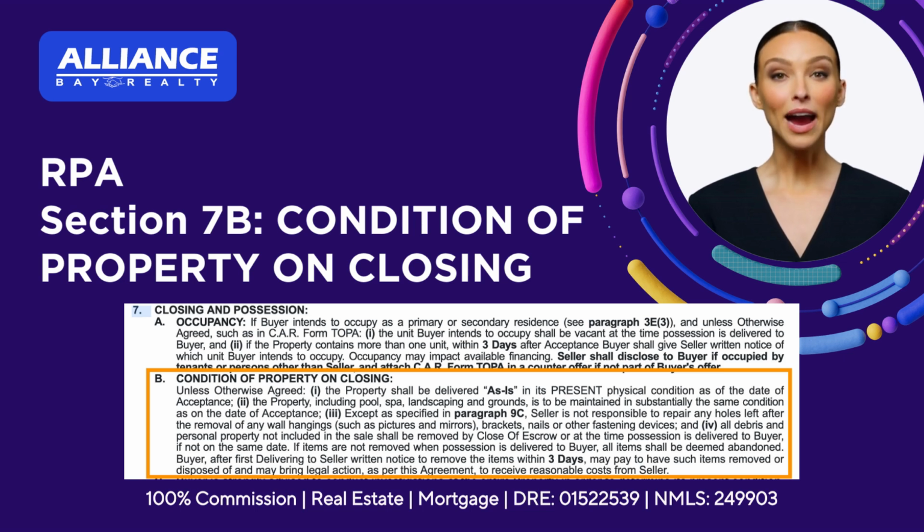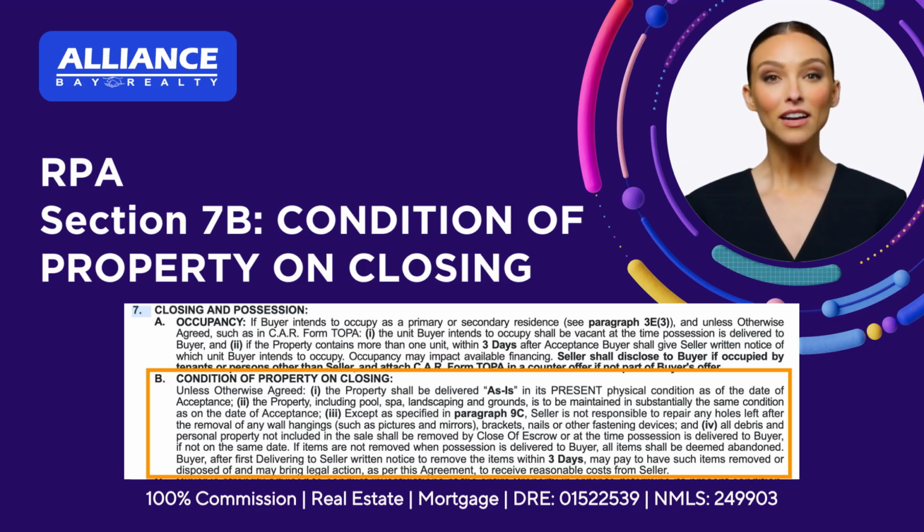Property is delivered as is in its present physical condition as of the date of acceptance and must be maintained substantially the same through close of escrow. Specifics you must hit: 1. As of acceptance equals the condition snapshot you're buying. 2. Maintenance. House, pool/spa, landscaping, and grounds kept substantially the same.